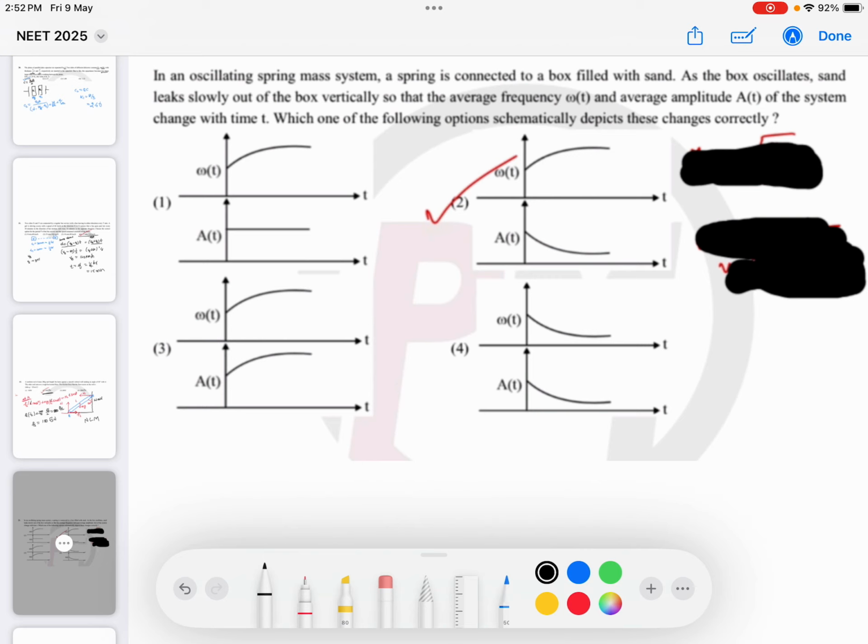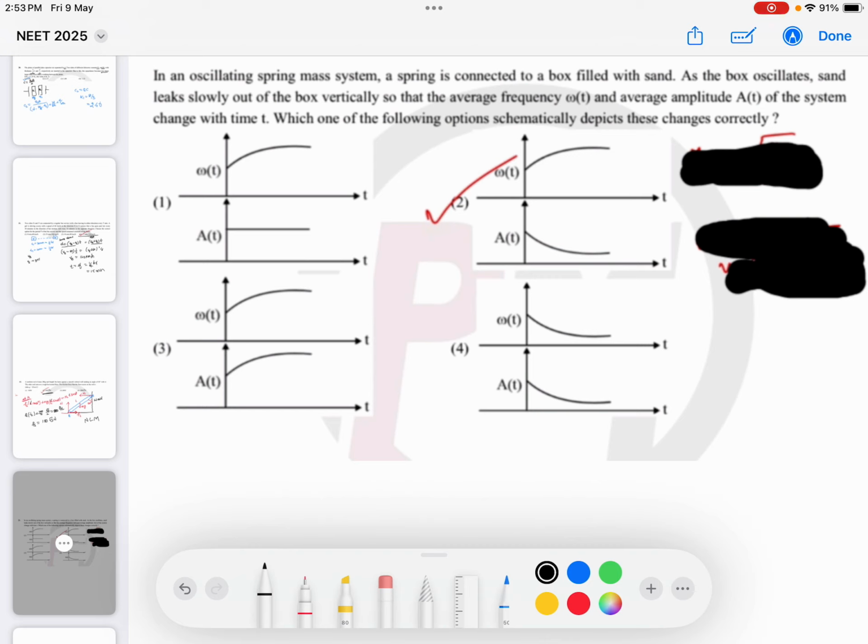An oscillatory spring mass system: a spring is connected to a box filled with sand. As the box oscillates, sand leaks out slowly. The box oscillates vertically, so the average frequency omega and average amplitude A of the system change with time. Which of the following options schematically depicts these changes?